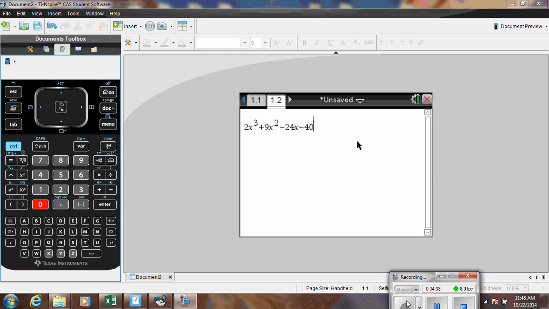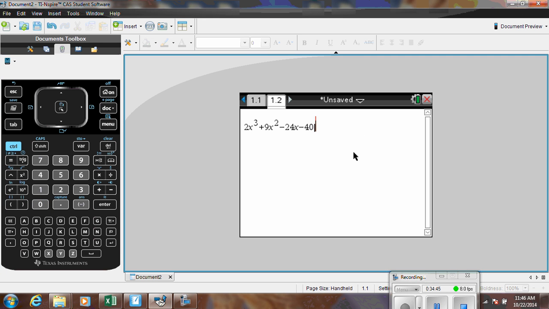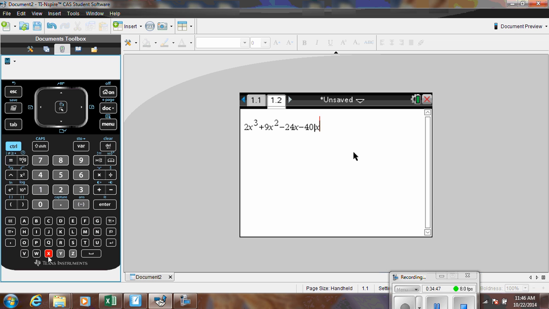Noting on the calculator, here's our function, given that x is equal to 3. There we go, we have 23.